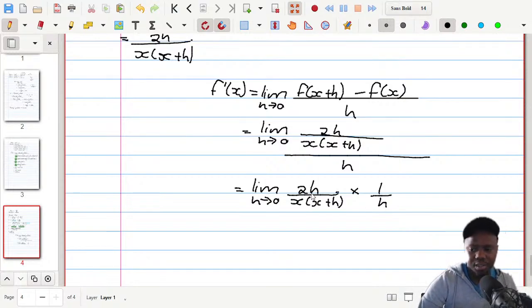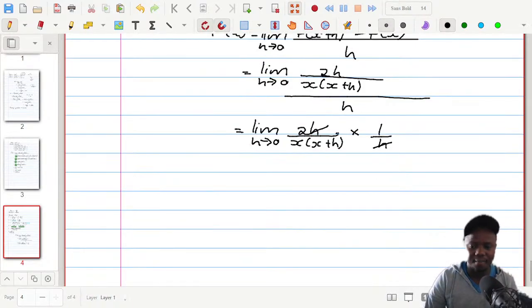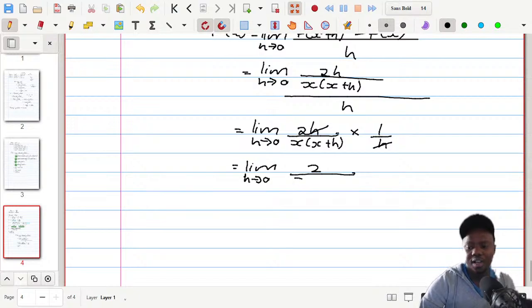When you do this, your h and your h will cancel out. You no longer have h as a denominator. You can actually go ahead now and substitute. Before we substitute h equals 0, let's simplify this. This is going to be the limit as h approaches 0 of 2 over x into x plus h.